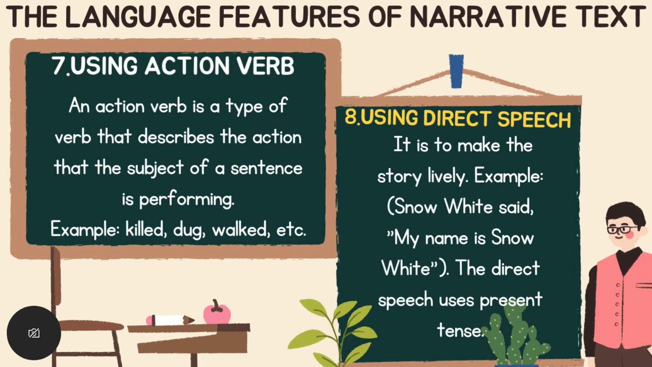The language features of narrative text. Number 7. Using action verb. An action verb is a type of verb that describes the actions that the subject of a sentence is performing. For example, kill, duck, walk, etc.